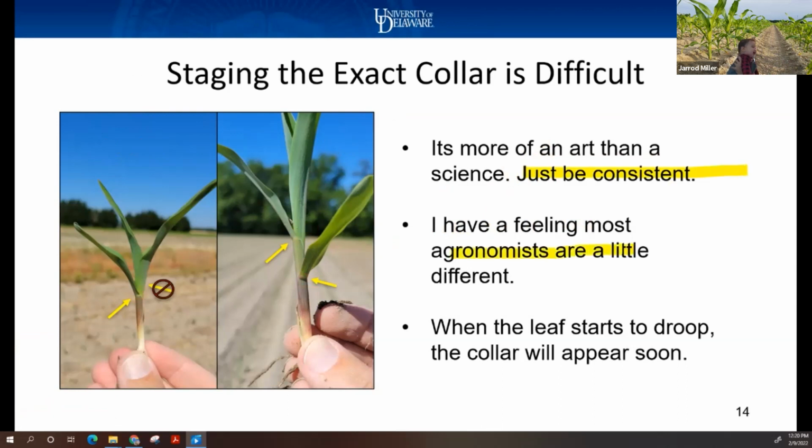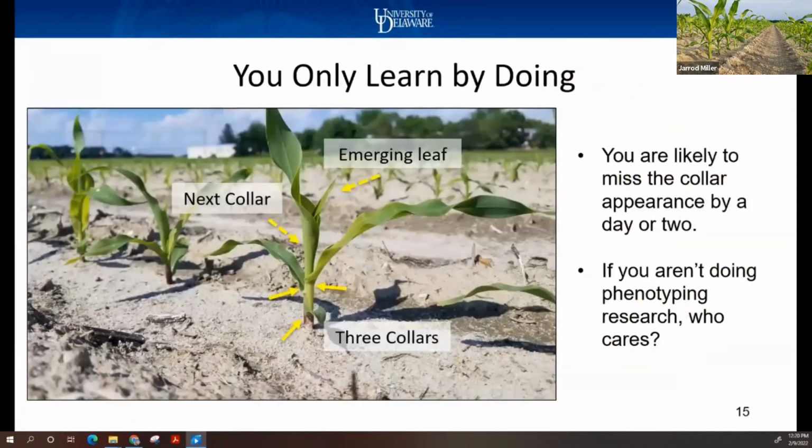I have a feeling it's the same thing with calling soil horizons. Soil pedologists are going to be different. Agronomists are going to be a little different. I just make sure I'm consistent. When the leaf starts to droop, like this one's starting to fall, see this one's still straight up, that's your third leaf right there. A third leaf's already out, but your second leaf doesn't even have a collar yet. That's how difficult this can be. So you just want to be as consistent as possible.